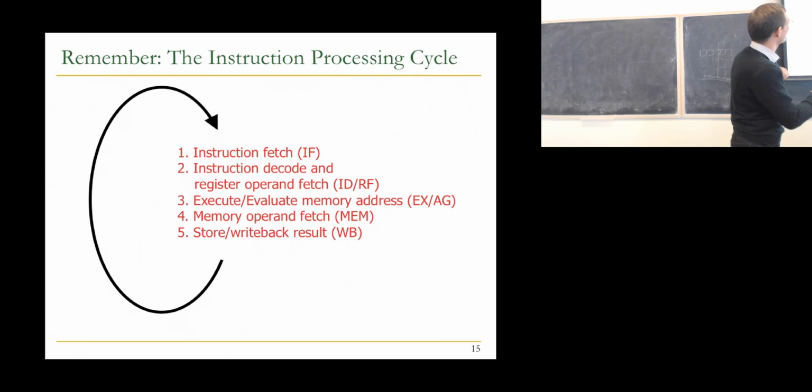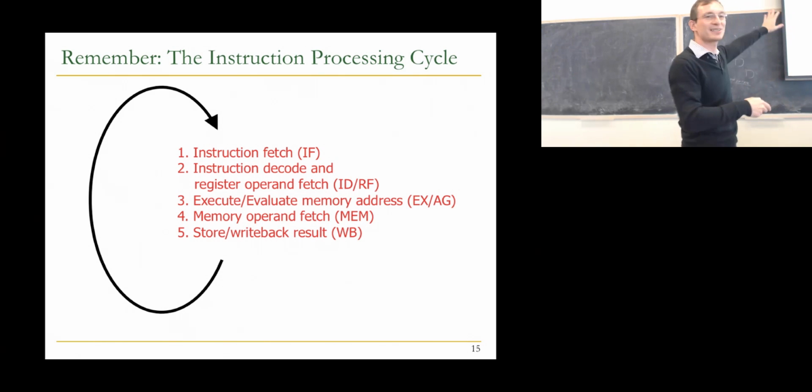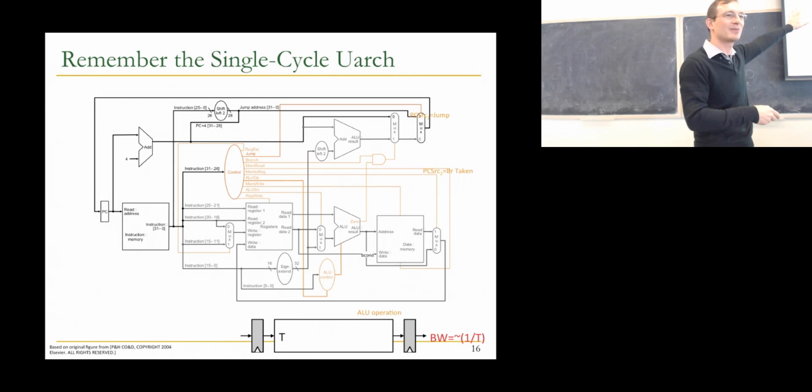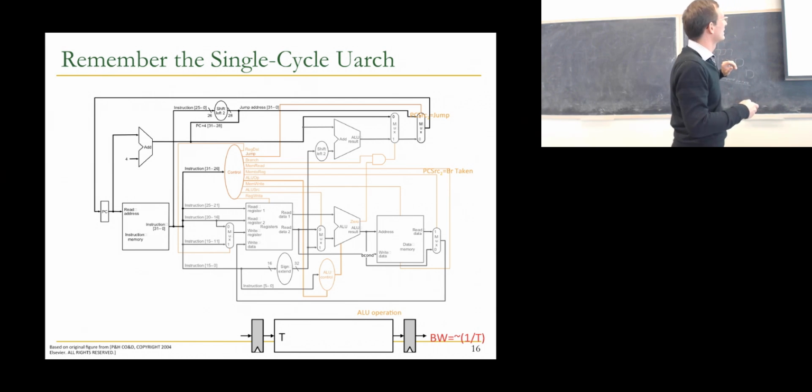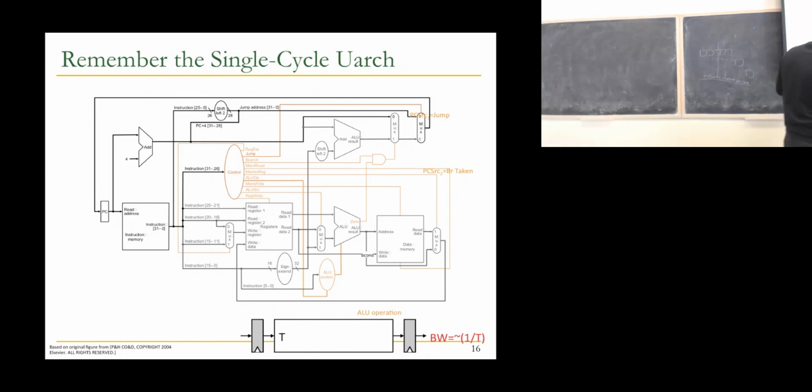I'm going to show you a pipeline that has 5 stages: instruction fetch, instruction decode slash register file read, execute or address generate, memory access, store or write back result. This is the single cycle microarchitecture that you've seen and come to love. Right. You like it so far, and you're building it now. This is the throughput that we have, assuming that you have t picoseconds for everything.